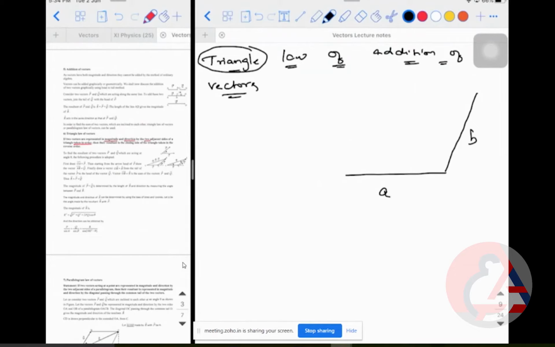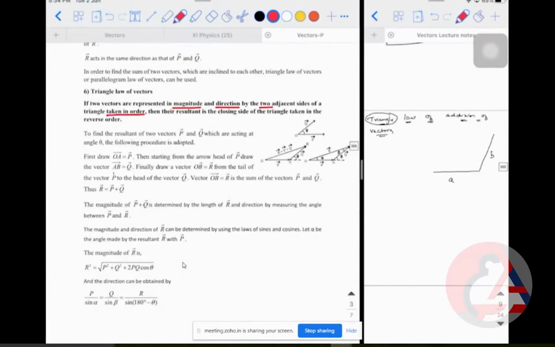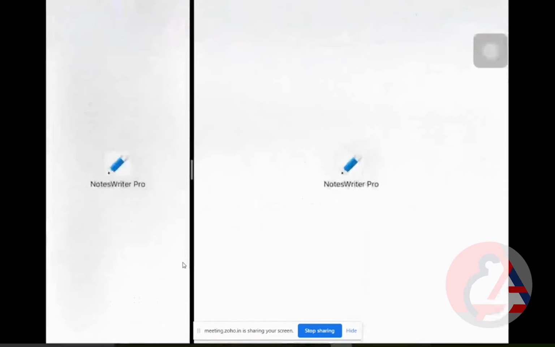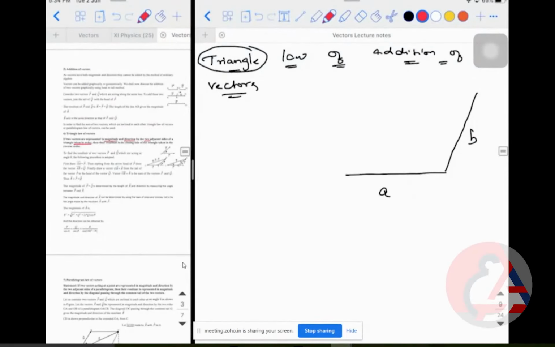Here I want to stress on one point. I told you to underline this term. I told you if two vectors are represented in magnitude and direction by two adjacent sides of a triangle taken in order. In order means, listen to it carefully. If this is the starting point of the first vector and this is the ending point of the first vector, what is the technical name for the starting of the first vector?